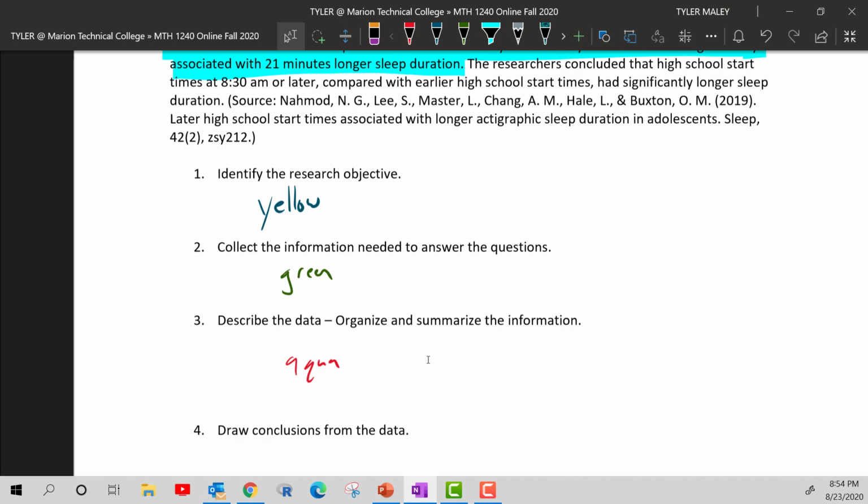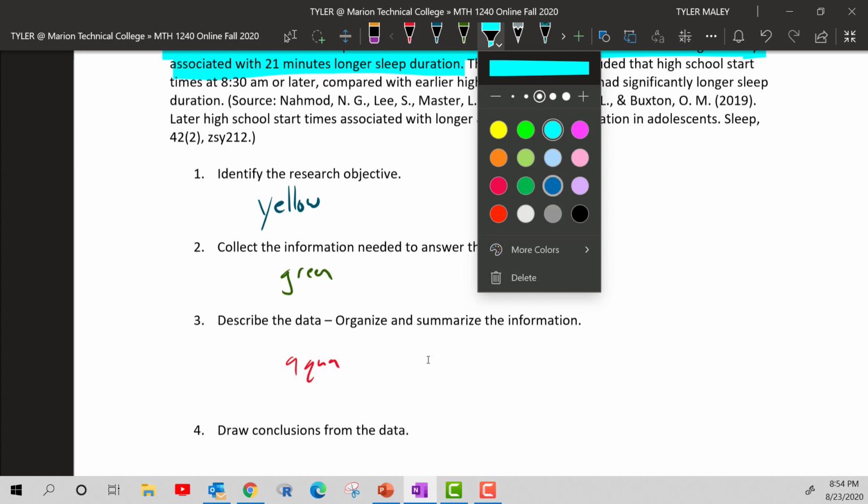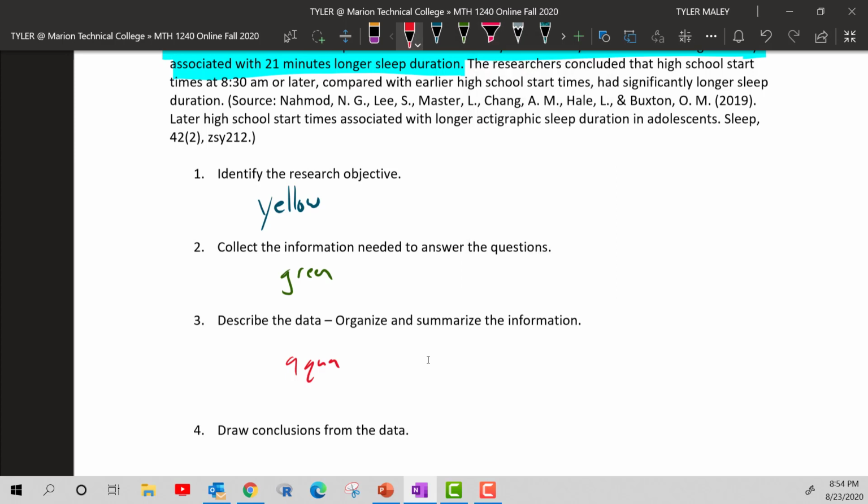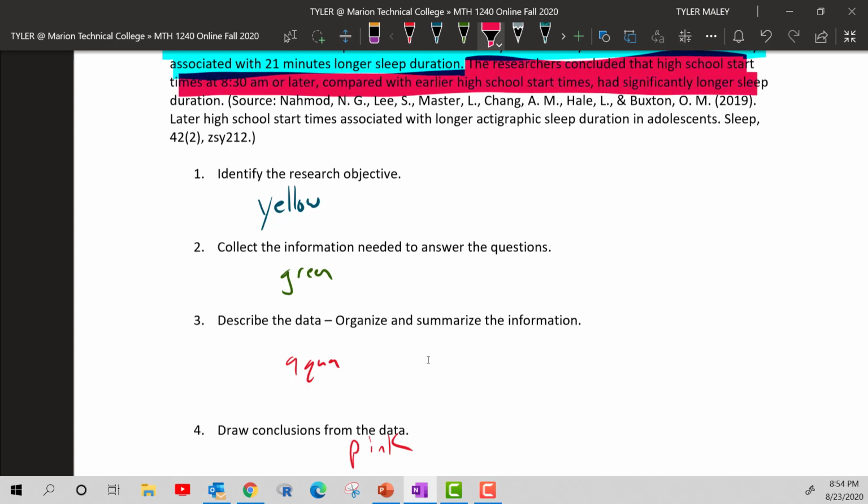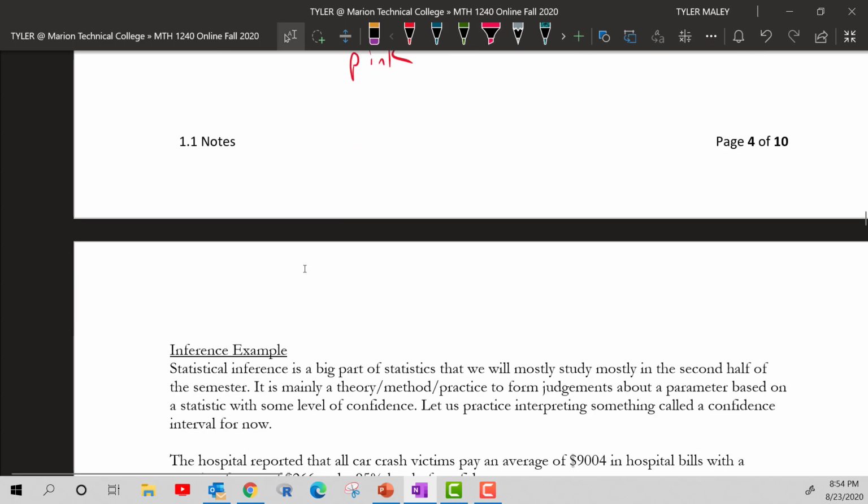And then lastly, draw conclusions from the data. So I'll do like this pink color. So conclusions is basically just that last sentence, right? All right, so there's some practice of that.